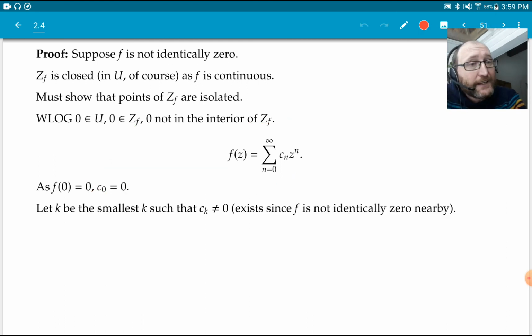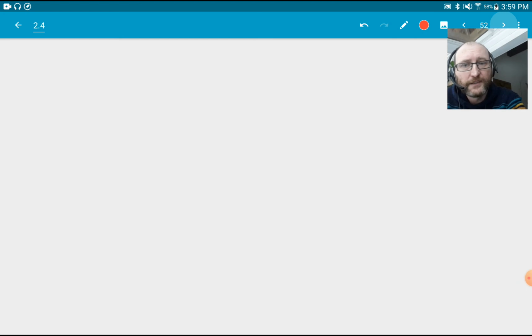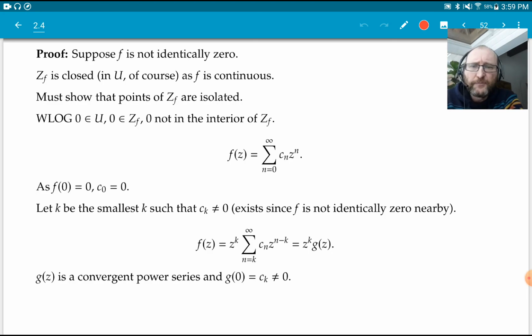All right. So let k be the smallest integer such that this c_n is non-zero, right? Now, there has to be such a number. If all the c_n's are 0, then f is just identically 0, because you just had the 0 series, right? So there has to be at least one that is non-zero. It's not c_0, so k is not 0. It's a positive integer, and there has to be a smallest one that's non-zero because f is not identically 0, right?